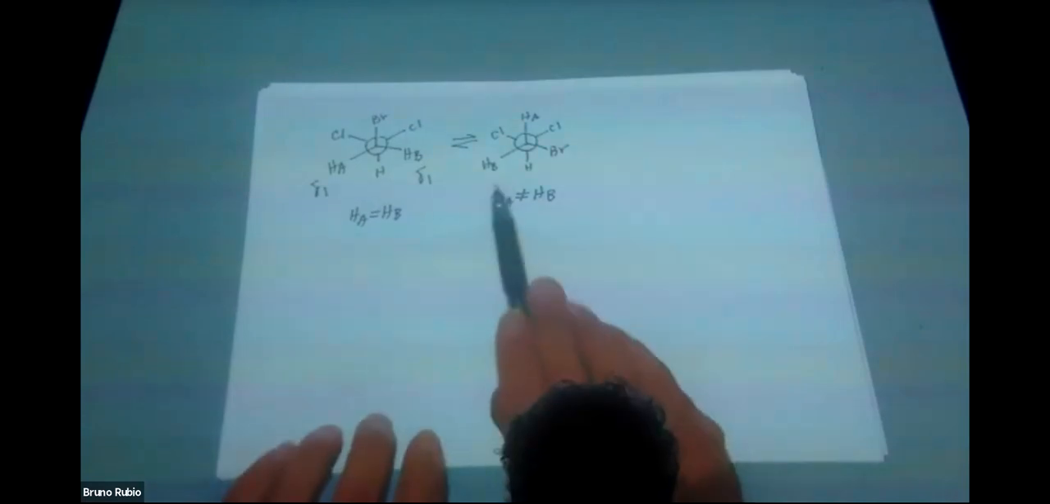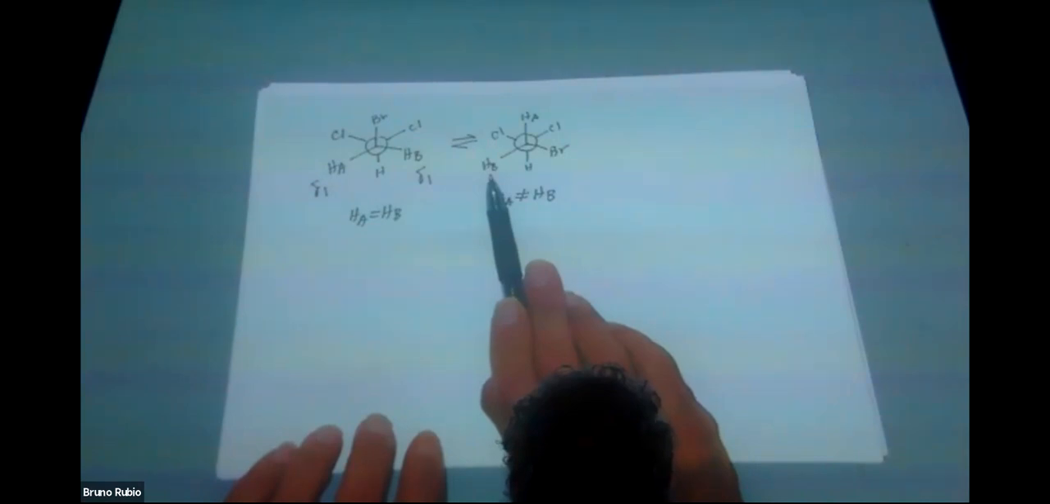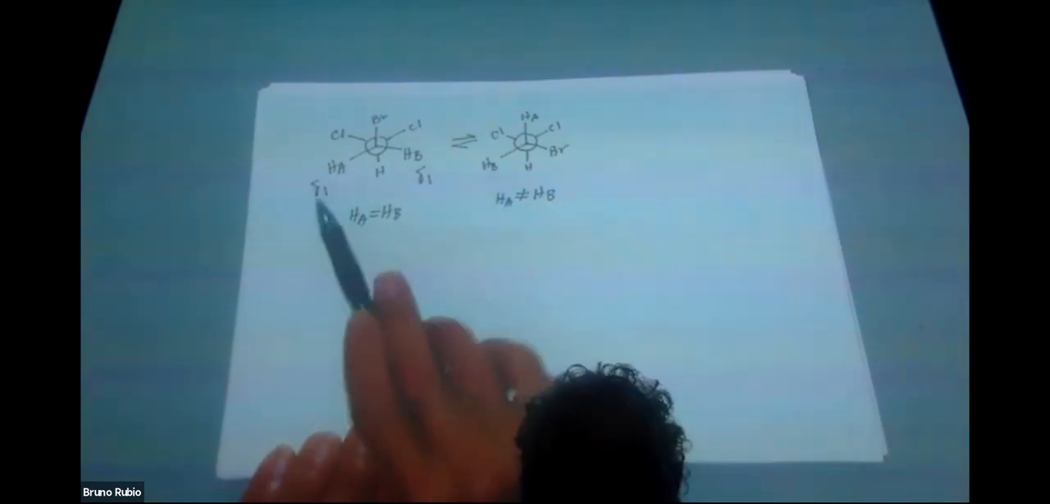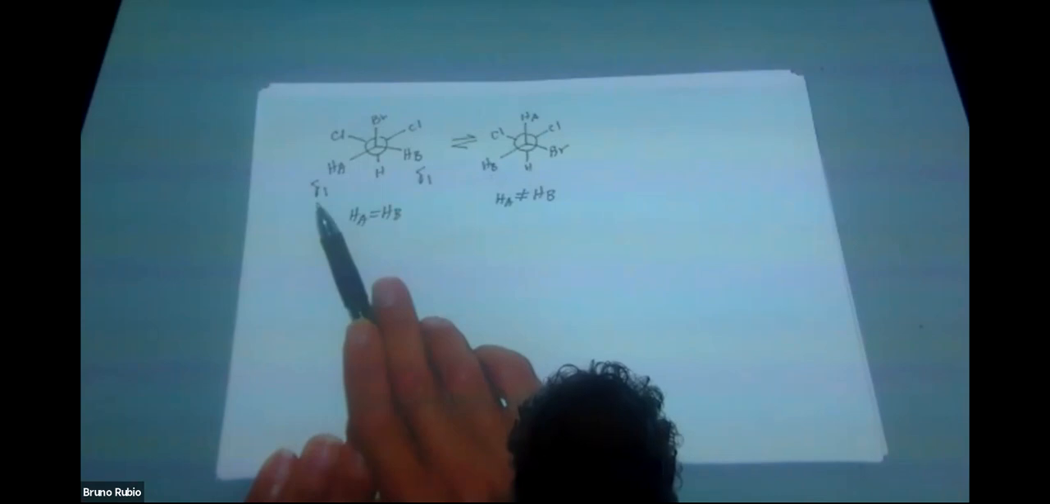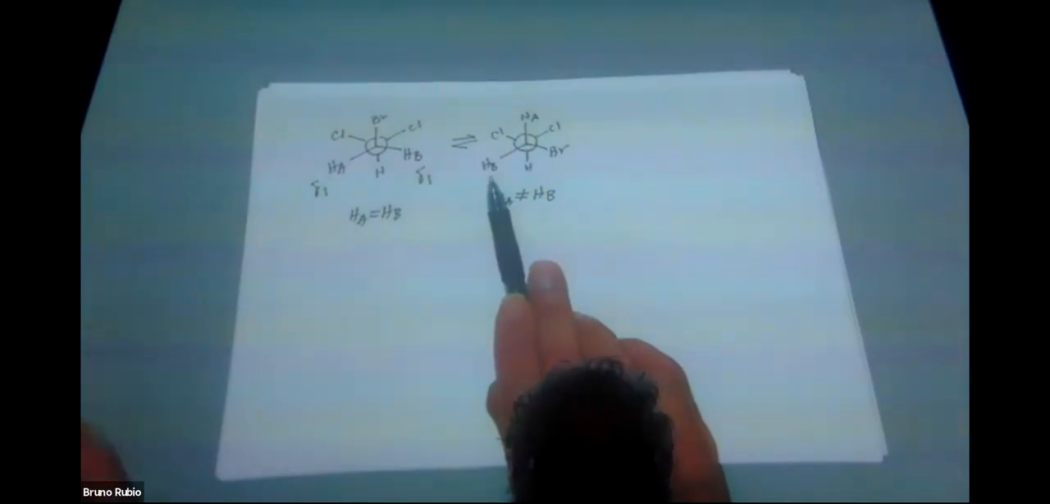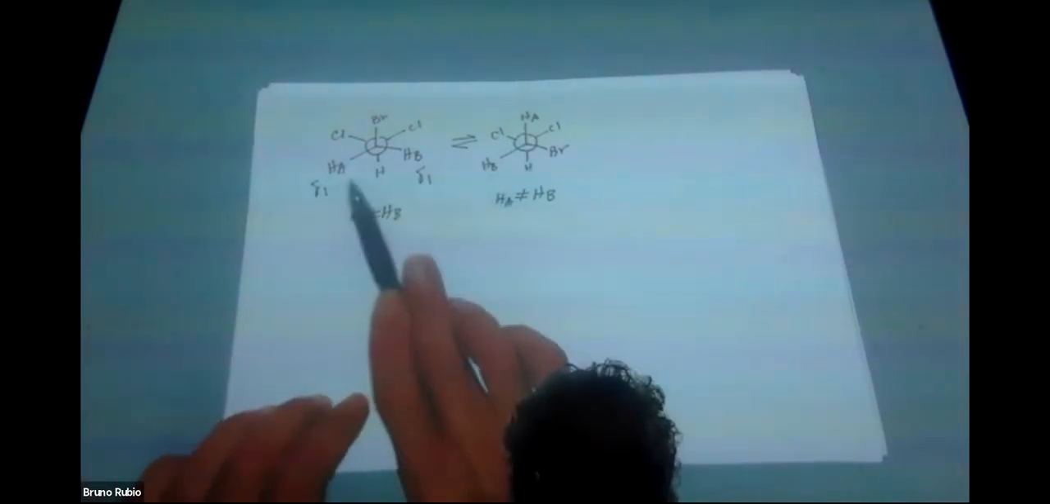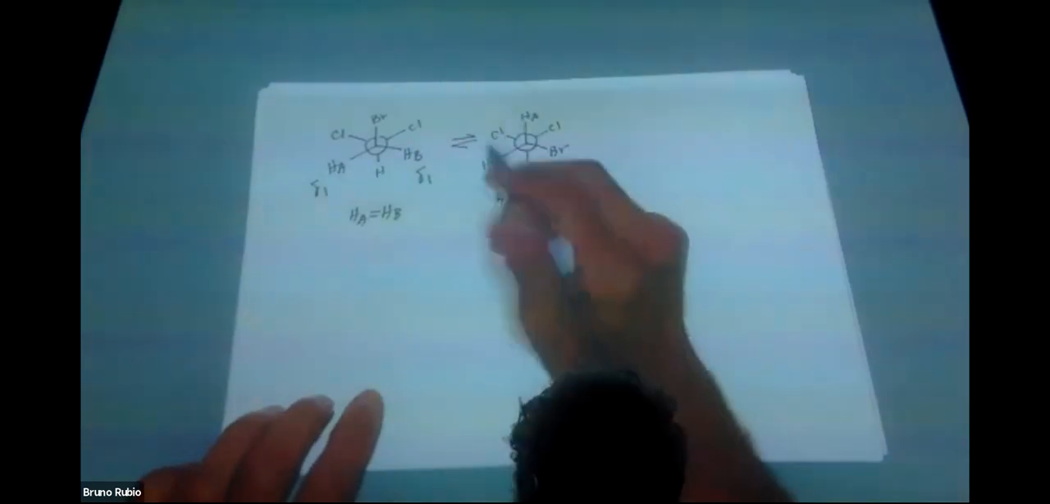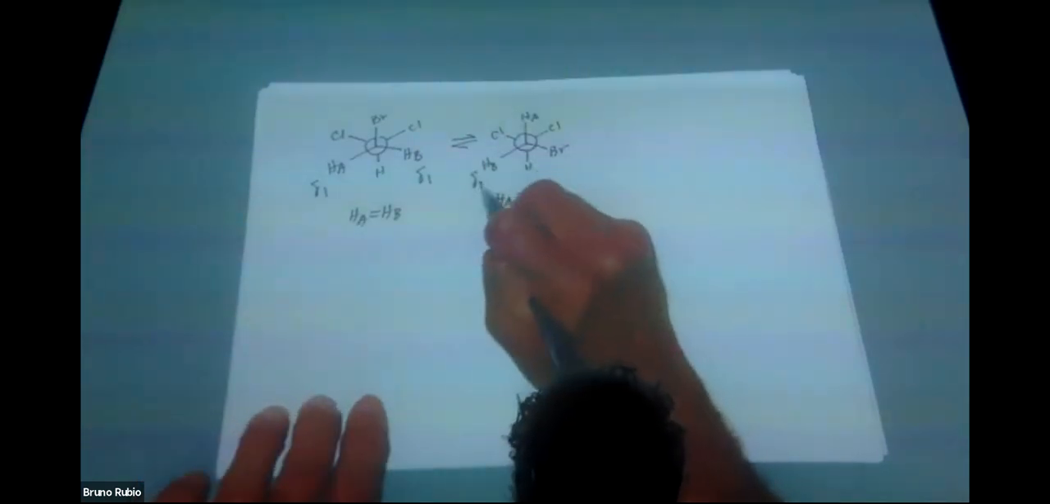Here we saw that HA was equivalent to HB, but now HA is not equivalent to HB. They're in totally different chemical environments. Furthermore, the 8 o'clock proton in this Newman projection does not have the same chemical shift as the 8 o'clock proton in this Newman projection, because this proton is now in a different environment than this proton. So this is a new chemical shift, delta 2.